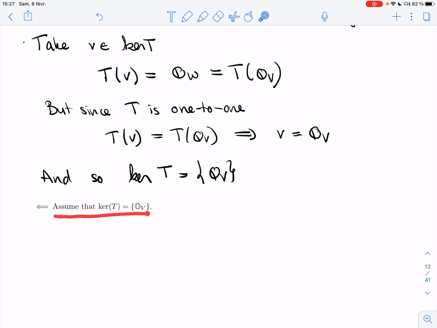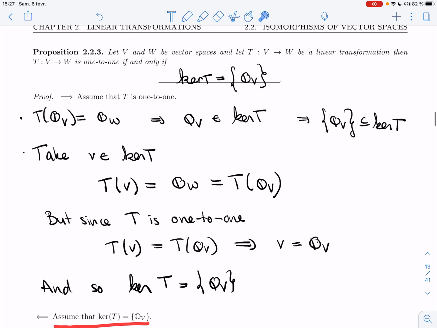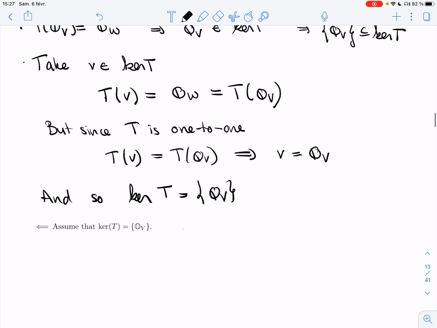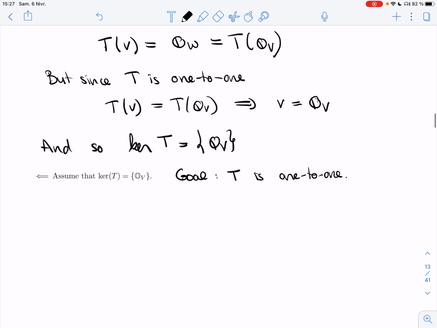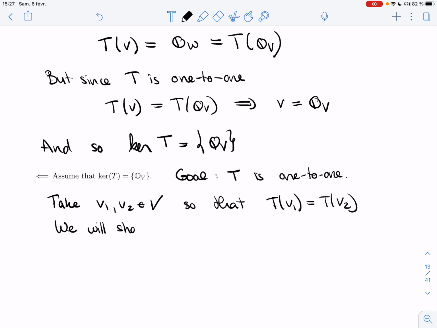So let's assume that the kernel of T is {0}. I want to prove that T is one-to-one. All right, so I'm going to take two elements of V that are sent to the same one in W. We assume that they're sent to the same one, and we want to show that V1 equals V2. All right, so let's start.